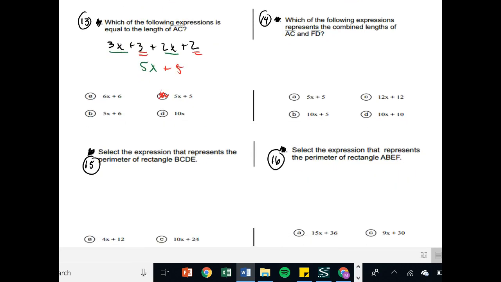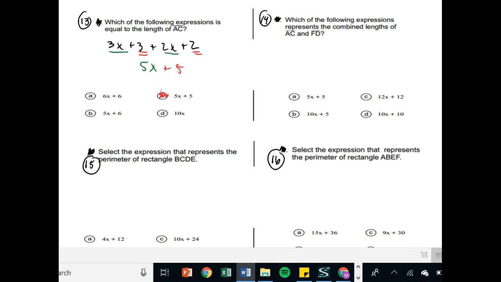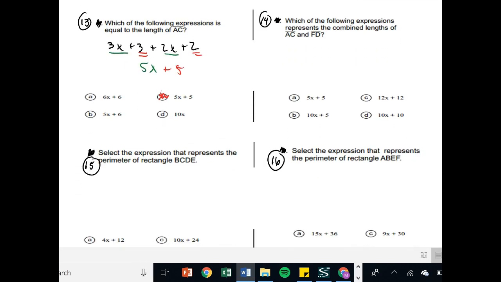Right? Number 15 says select the expression that represents the perimeter of rectangle BCDE. So let me erase this real quick. So the perimeter of BCDE. So they want that rectangle right there, right? So that means we're adding 2x plus 2 plus 12 plus 2x plus 2 plus 12, right? Perimeter means add up everything on the outside to find the distance around. Just adding all the sides.